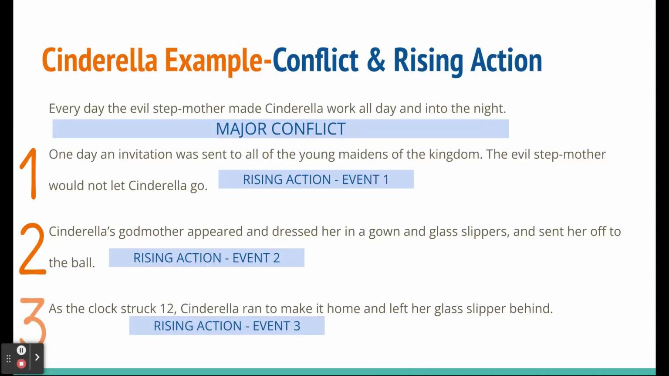Again, we remember that plot is the sequence of events. And we see here the first rising action, second rising action, and third rising action events.